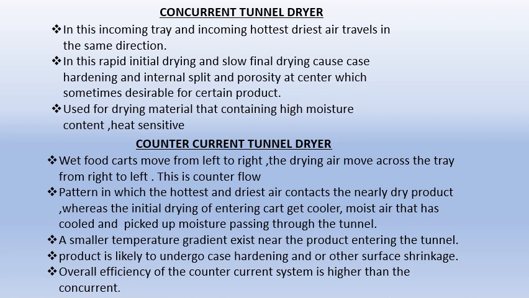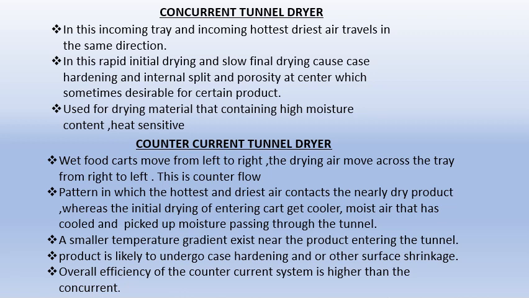And next, it is the counter current tunnel dryer. Wet food cart moves from left to right. The drying air moves across the tray from right to left. This is a counter flow pattern in which the hottest and driest air contacts a nearly dry product, whereas the initial drying of the entering cart gets cooler, moist air that has cooled and picked up moisture passing through the tunnel.